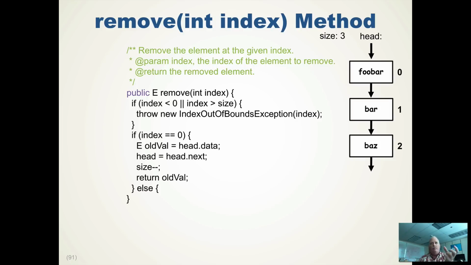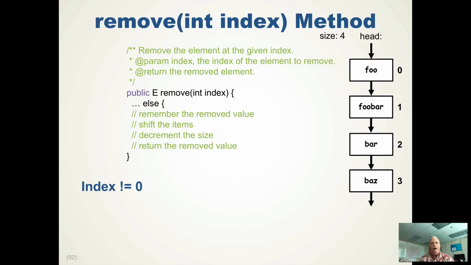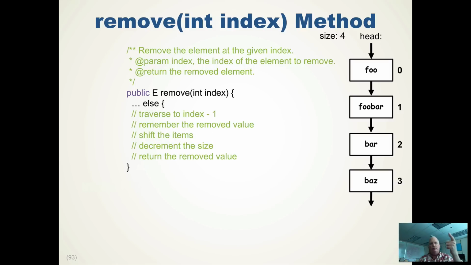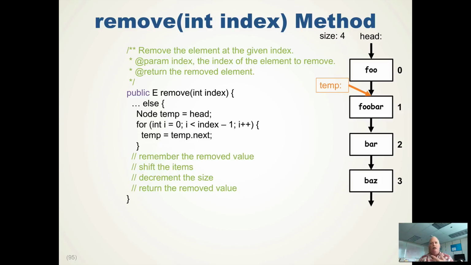So that's the case where we had to update head because we're removing the first thing, or the thing at index 0. Else, we need to move our pointer down to right before the thing we're removing, and then we shift the items. So I need to move to index -1. So I start at the head, I go to index -1. In this case, I'm going to remove bar from the list. So I remember the value, which is temp.next.data, right? I got to remember bar because it's going to be removed.